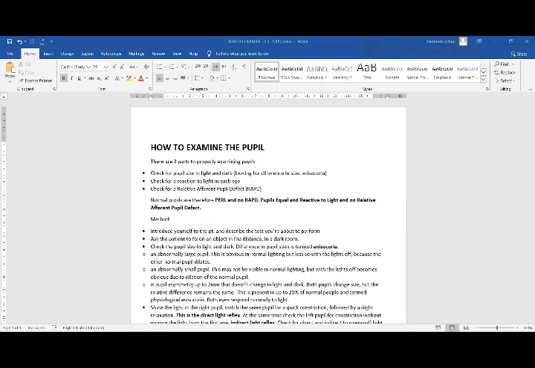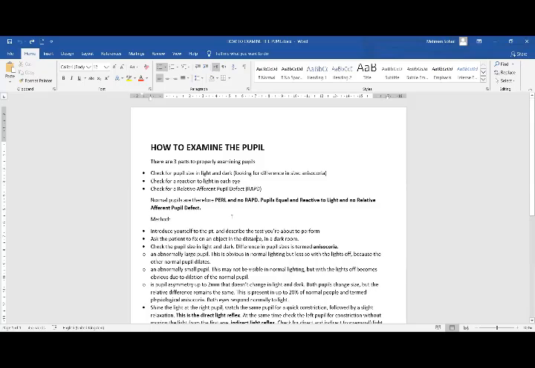Okay. How to examine the pupil? This is the practical guide. There are three parts to properly examining the pupil. Check for pupil size in light and dark, looking for difference in size. Check for reaction to light in each eye separately. Check for relative apparent pupillary defect. We'll talk about this tomorrow.